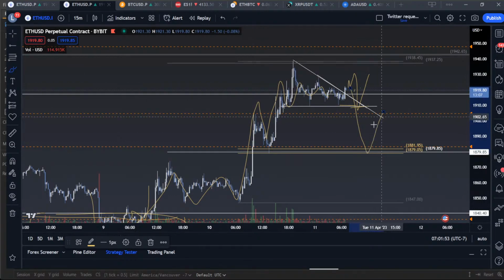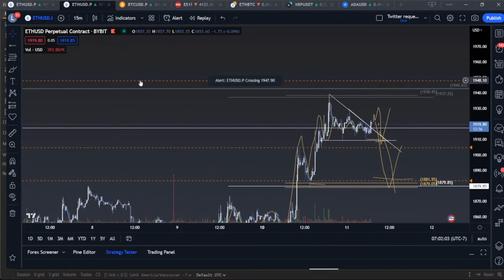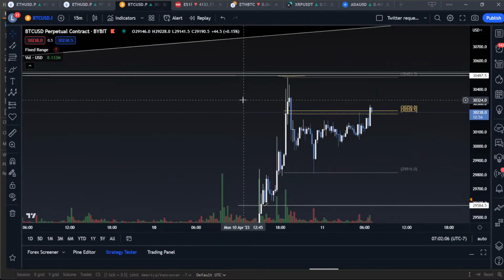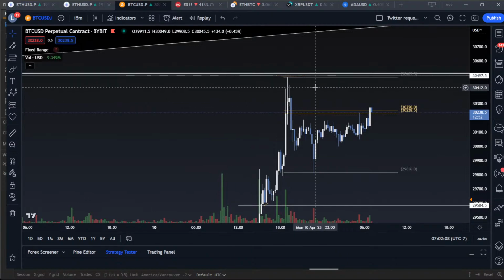This would be a very clean setup for me if we got it. And it's not necessarily to predict that we will get it. It's just if we get it, I'd be interested in trading it. And that's typically what I'm doing on the charts. I'm marking out ideas that if we get them, I'm interested in trading, both long and short.